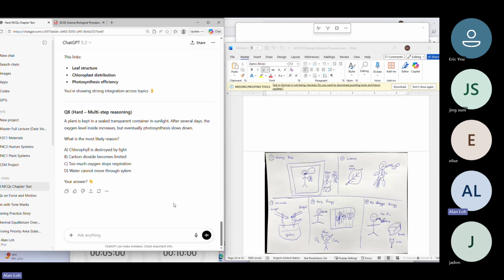Okay, number 8. Jaden, you haven't tried. Just try. Okay. A plant is kept in a sealed transparent container in sunlight. After several days, the oxygen level inside increases. But eventually, photosynthesis slows down. What is the most likely reason? Because C.